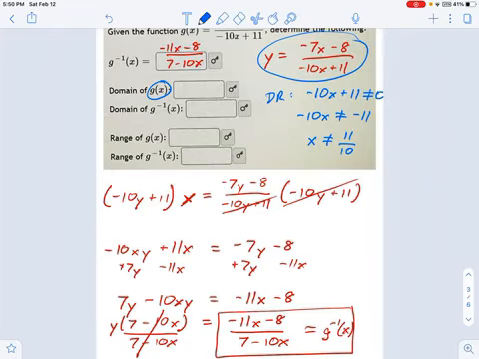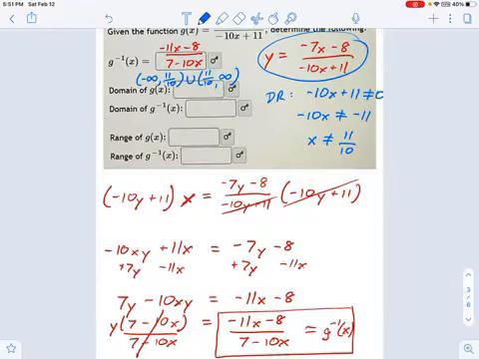So that gives us the following domain. It's going to get a little scrunched here, so I'm just going to write it above the line. The domain equals negative infinity all the way to 11 tenths. Can't be 11 tenths. It's going to hop over that domain restriction and pick up on the other side, going from 11 tenths to infinity. That is the domain of g of x.